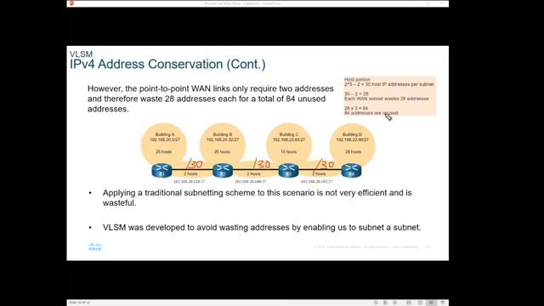So that's the importance of VLSM here, to avoid wasting addresses by enabling us to subnet an existing subnet further down into smaller subnets based on the number of hosts, so we don't waste addresses in there. That's the importance behind why we have to do VLSM, so that we don't waste address space. So these diagrams might help. The left side displays the traditional subnetting scheme, that is the same subnet mask, while the right side illustrates how VLSM can be used to subnet a subnet and divide the last subnet into /30.